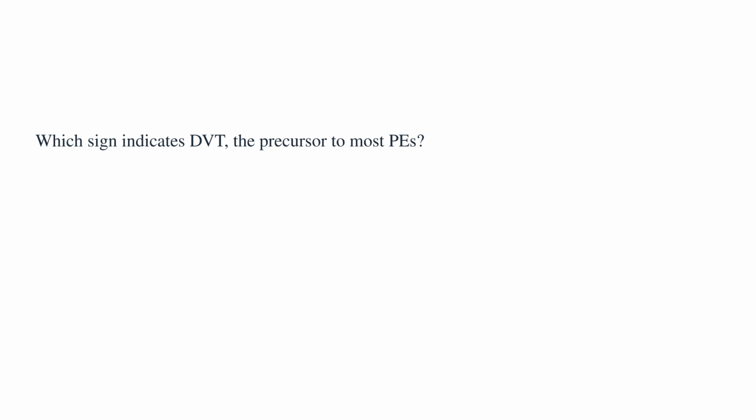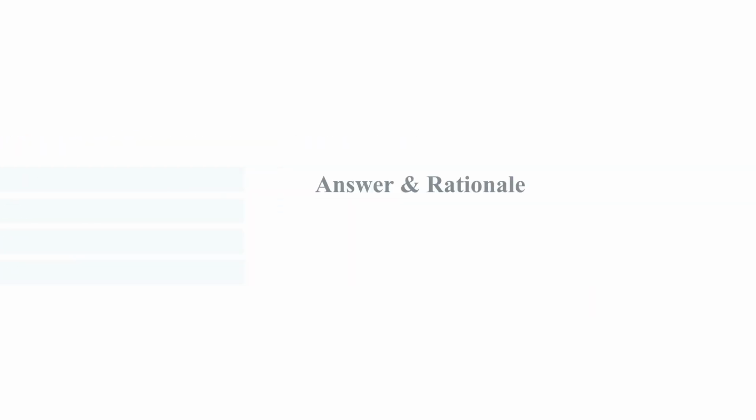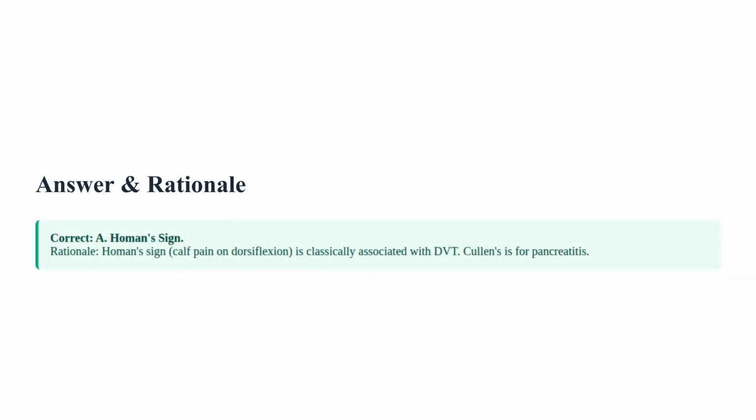Which sign indicates DVT, the precursor to most PEs? Is it Homans' sign, Cullen's sign, Murphy's sign, or Koenig's sign? The correct answer is A, Homans' sign. This sign, though unreliable, is classically associated with deep vein thrombosis, which precedes most PEs.